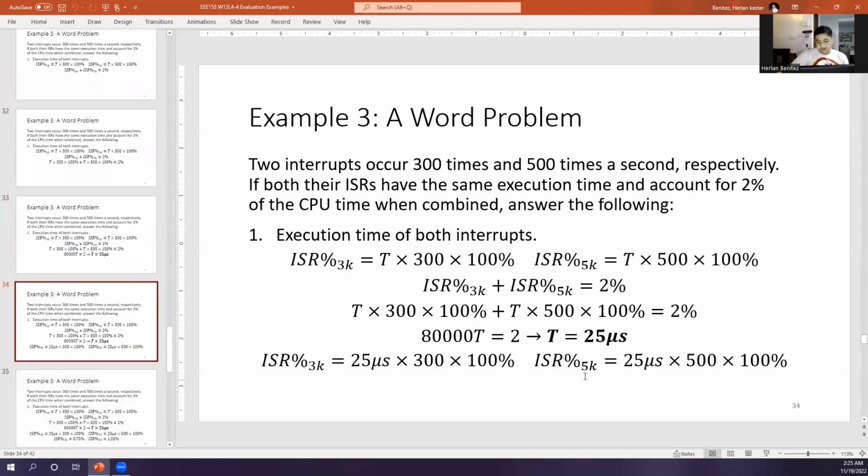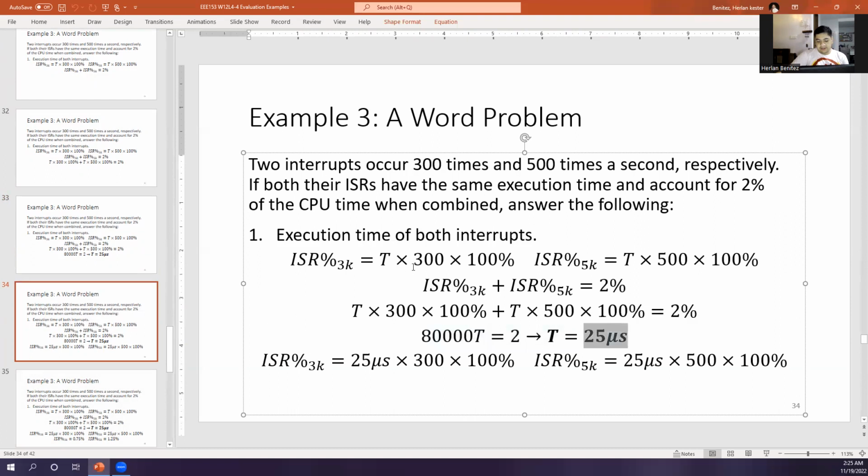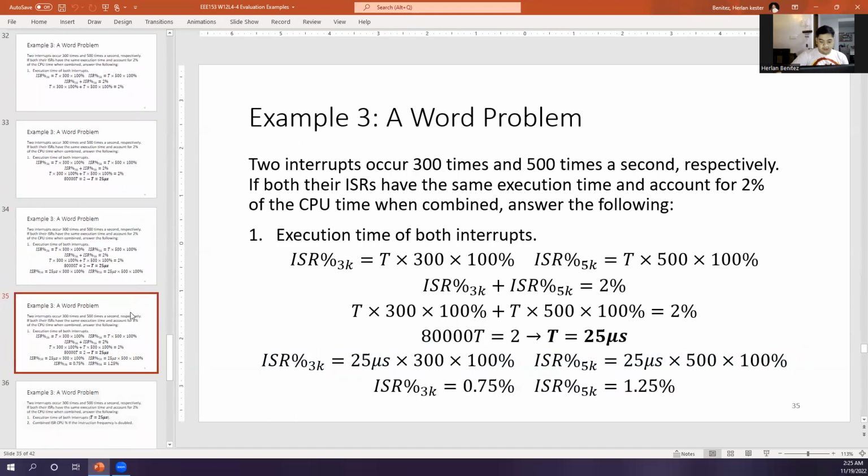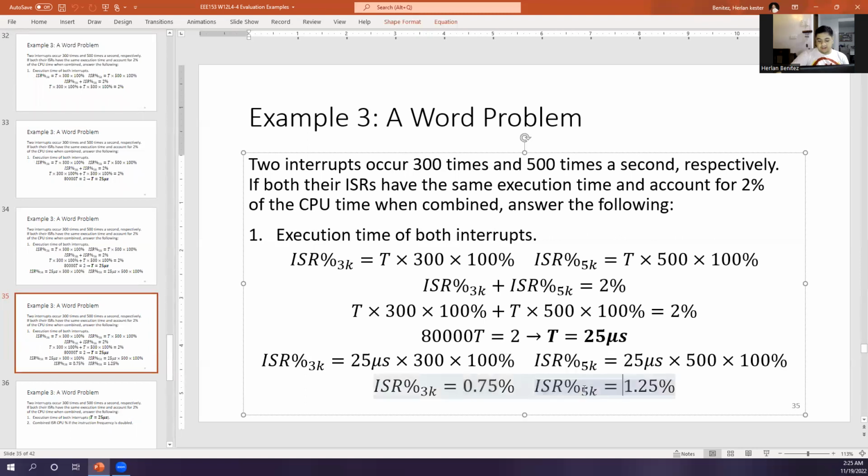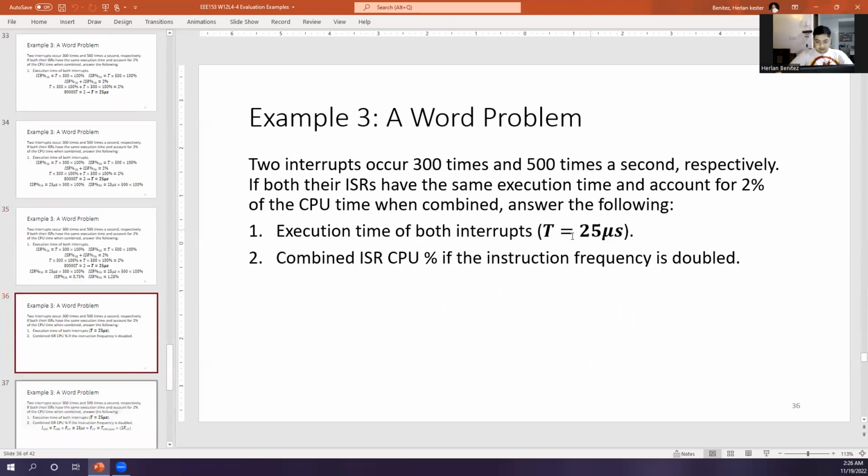So, execution time for both interrupts is 25 microseconds. And just to double check, pag pinlog in natin yung 25 microseconds dun sa times 300 times 100%, tsaka dun sa times 500, we get yung ISR percentage nung 300 times as 0.75 and yung ISR percentage nung 500 times as 1.25. And pag pinag-add nga natin sila, it results to 2%. So yan, yun yung ating first question. T, or execution time natin for both interrupts, was 25 microseconds.